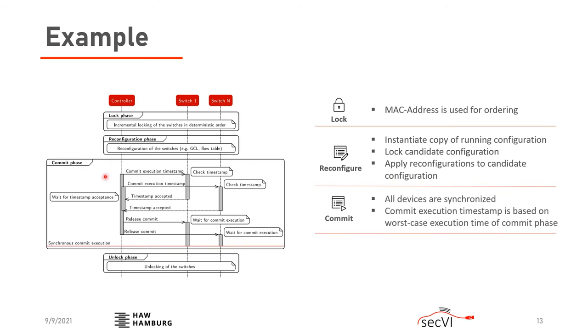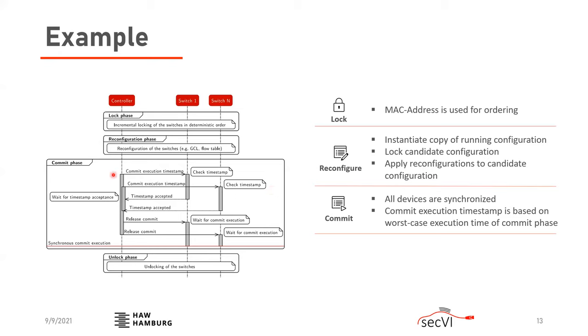The first thing we have to do during the commit phase is calculate something called the worst case execution time. The worst case execution time is the sum of all end-to-end latencies from the messages that will be exchanged during the commit phase and the processing time each device needs during this phase. When we have calculated the worst case execution time, we can calculate the commit execution timestamp based on that. And this timestamp can either be a standard timestamp or it can be the next network period when we can safely apply our changes.